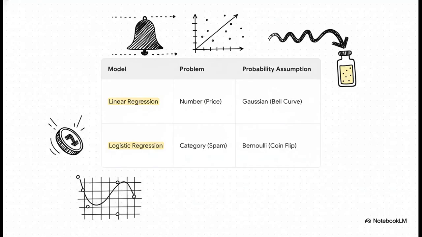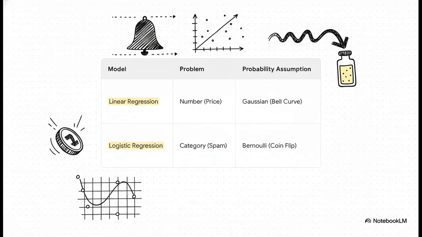And this table just brings it all home beautifully. Just look at our two models side by side. Inside this GLM recipe, the only thing that really separates them is that first ingredient, the probability assumption. For linear regression, we pick the bell curve assumption because we're predicting a continuous number. For logistic regression, we pick the coin flip assumption because we're predicting a category. Just by changing that one single ingredient, the whole recipe automatically spits out the perfect model for the job, a straight line in one case and that S-curve in the other.